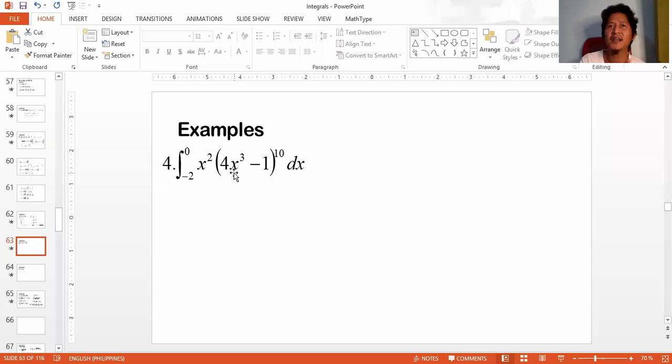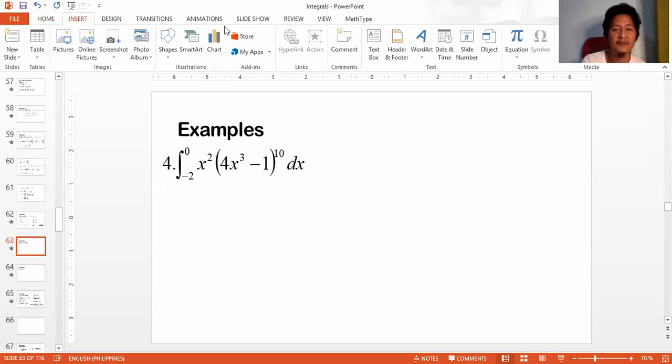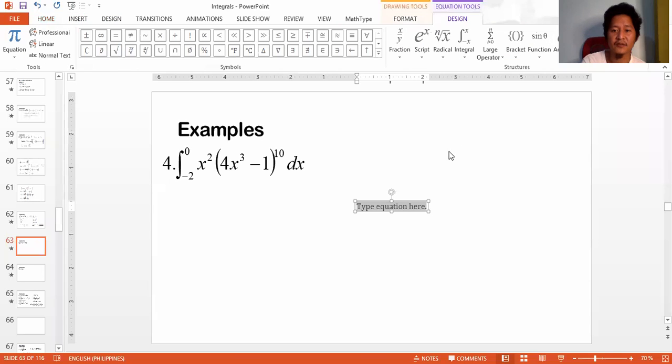Kapag may nakita na kayo dito na may product, dahil walang product rule ang ating integration, dapat meron tayong sa isip natin na magsasubstitute na tayo. Kasi yun pa lang naman ang pwede natin gawin. Okay, so let's just substitute. Substitution. Again, u to the n ang basic natin. So we just have to replace the base by u.